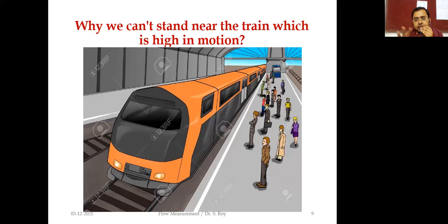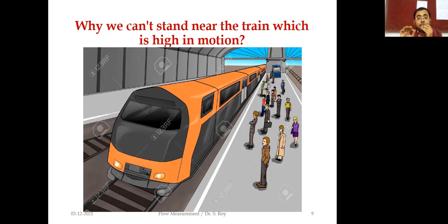Now the question is, you can see this diagram, a picture is there, and the question is written over here: why can you not stand near a train which is in high motion? All of us have that experience whenever we visit any railway station. Some announcements say that a through train is passing through platform number, and passengers are requested to keep a safe distance. Why is that? Why do we have to keep a safe distance from that?